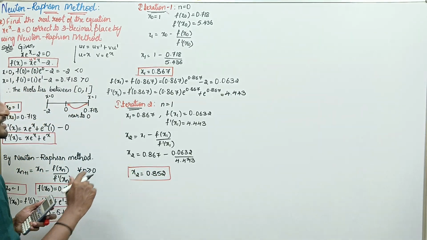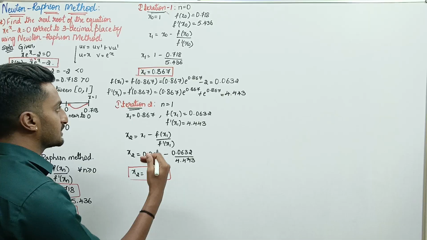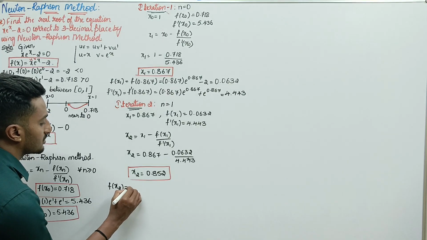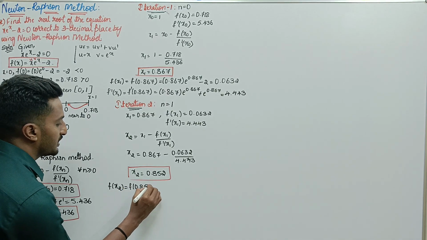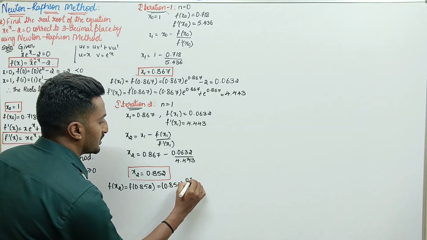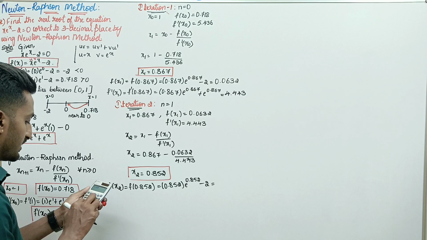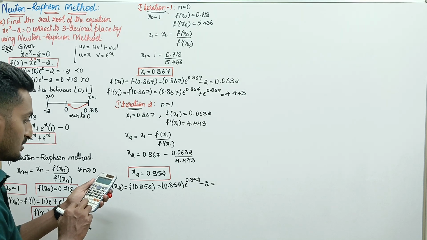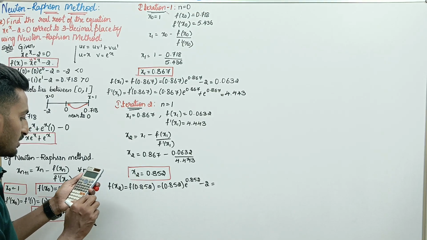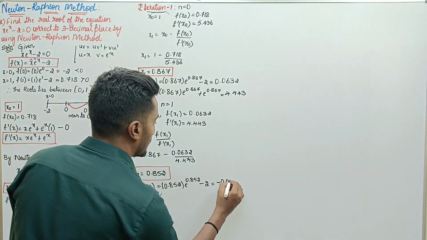See, if you go with respect to the first iteration, you have got 0.867 and here we have got 0.852. Since there is a little bit of difference, let us find the next iteration. To find the next iteration, we need f of x2. f of x2 is equal to f of 0.852, which is equal to 0.852 e to the power of 0.852 minus 2. Simplify again: 0.852 e to the power of 0.852 minus 2, which is equal to, you get minus 0.002.